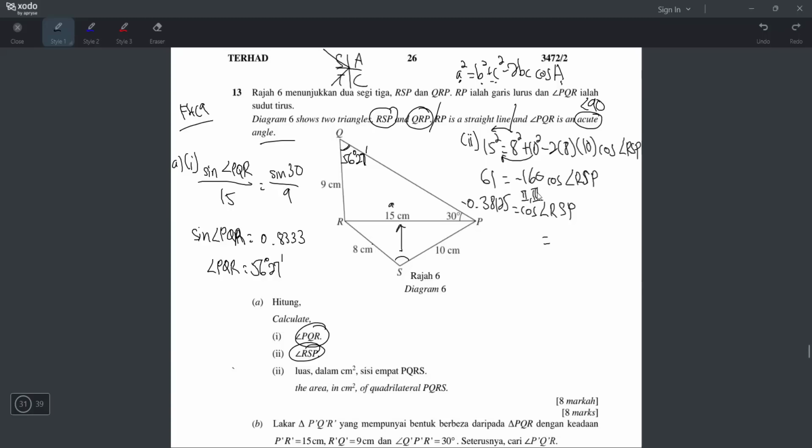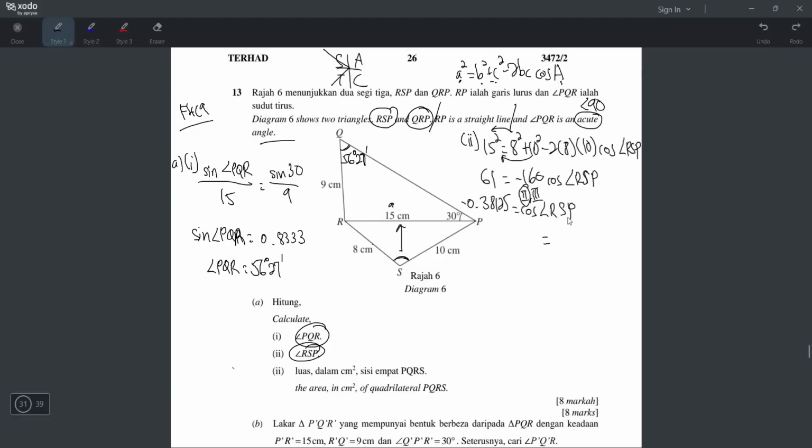Because quadrant 3 means your angle bigger than 180 already. Tak mungkin this angle is bigger than 180, because this is an angle inside the triangle. Because triangle, the jumlah angle semua tambah is 180. So it's not possible for each angle here to be more than 180. So it must be in quadrant 2 later.